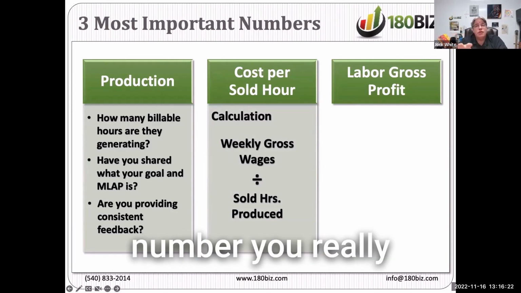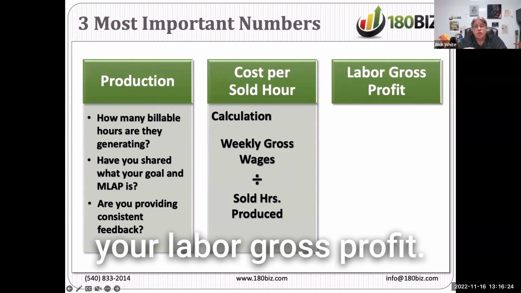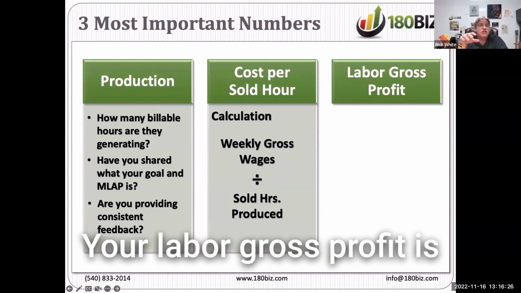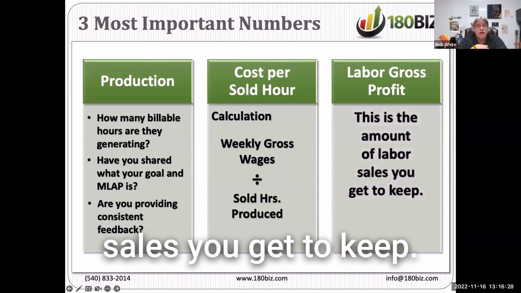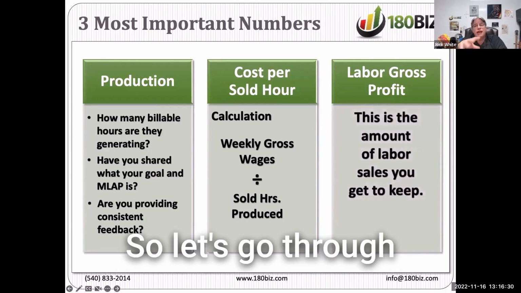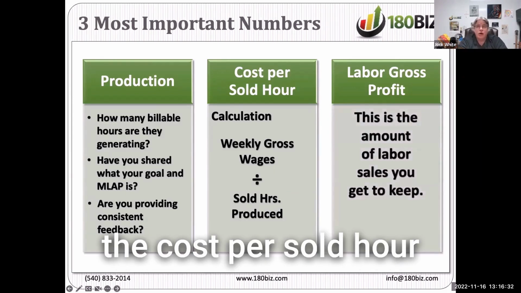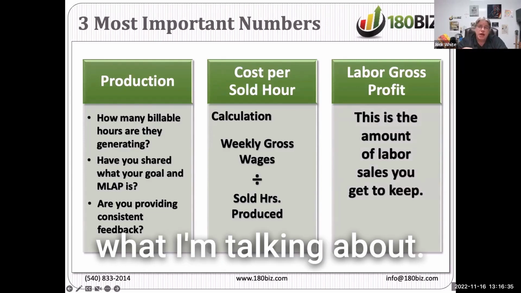And then the last number you really need to understand is your labor gross profit. Your labor gross profit is simply the amount of labor sales you get to keep. So let's go through the cost per sold hour exercise so you can see what I'm talking about.